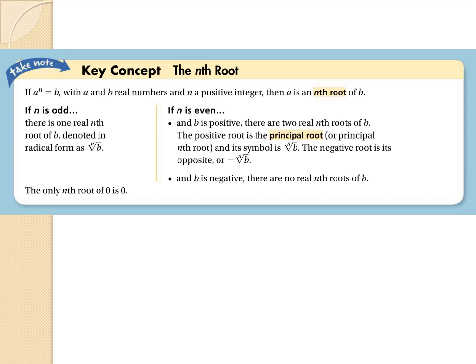However, if n is even and b is positive, meaning that's a positive number underneath that radical, there are two real roots. We have the positive root. You'll hear me call it the principal positive or the principal root. And its symbol is the nth root of b. The negative root is the negative of that root.